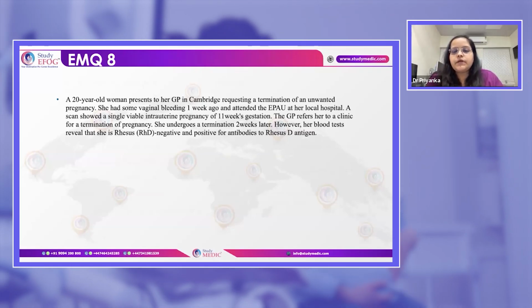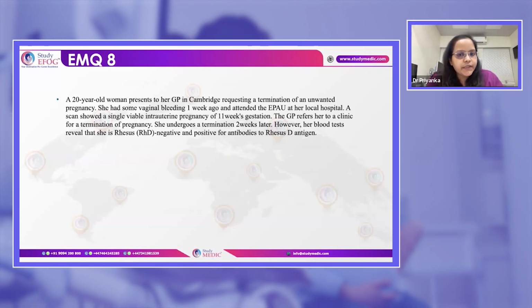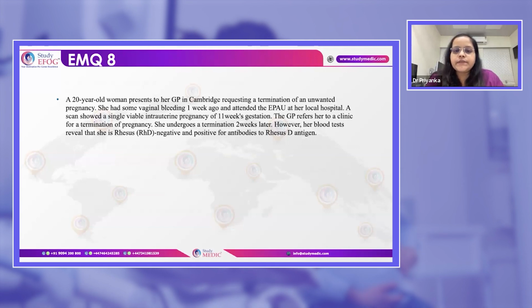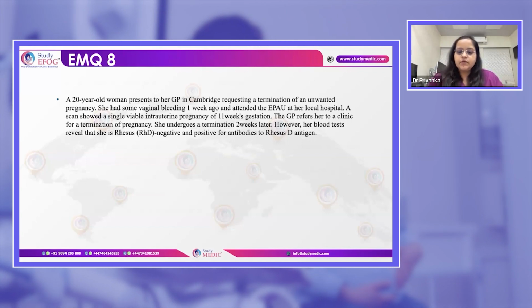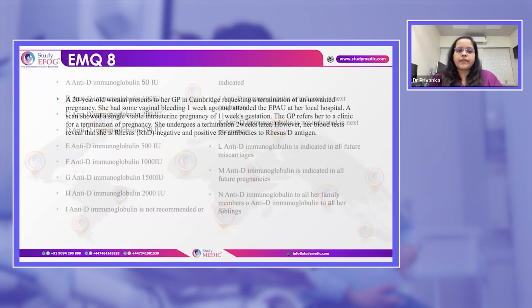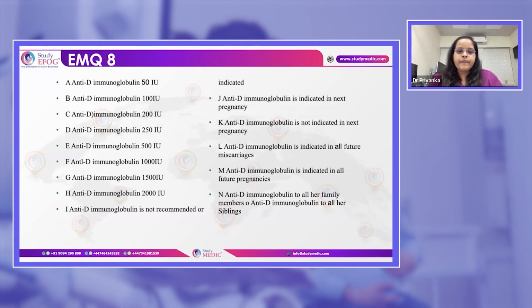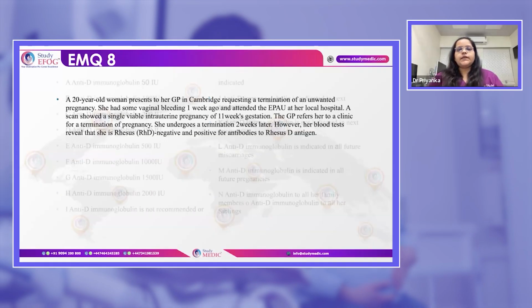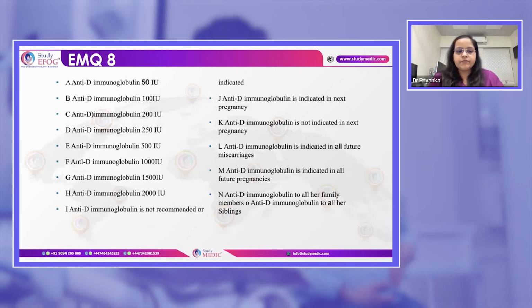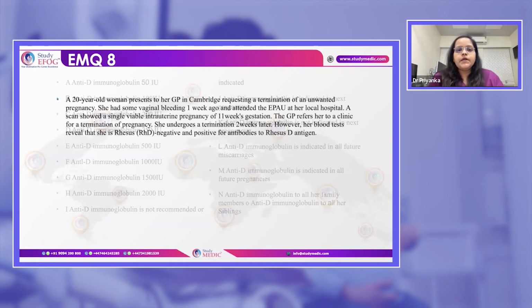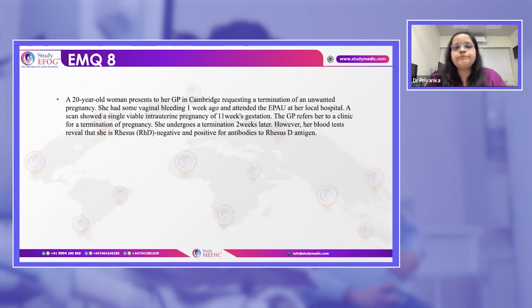However, her blood tests were done, which show that she is Rh negative, and there are antibodies seen to the Rh D antigen. So, what is the management regarding the anti-D? Here the correct answer is that anti-D immunoglobulin is not recommended or indicated. Why is it not recommended even if she is Rh negative?